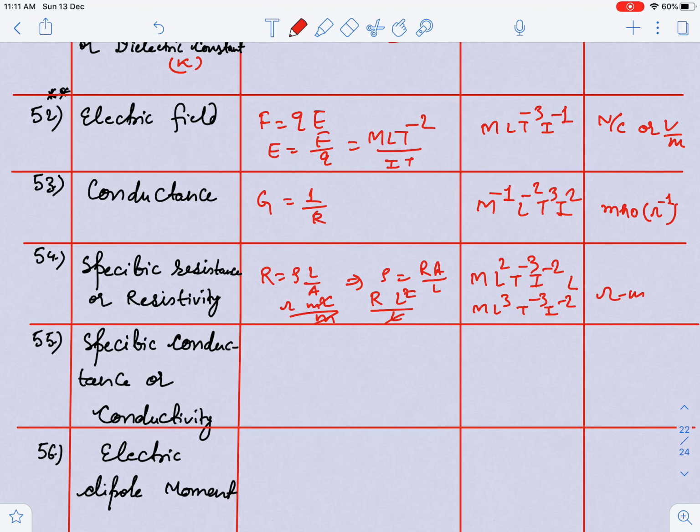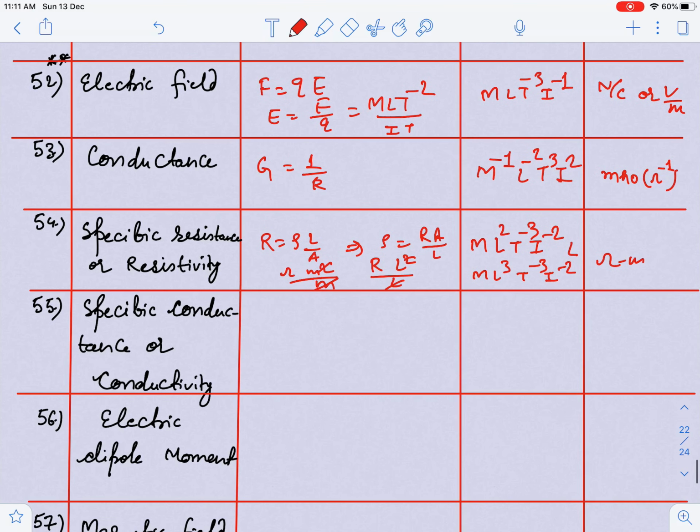Specific conductance or conductivity. Conductivity is the reciprocal of resistivity. Sigma is equal to 1 by rho. So whenever I have calculated the dimension of this, I have just reciprocated.